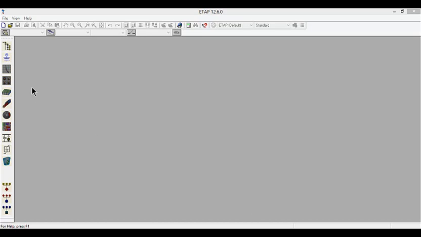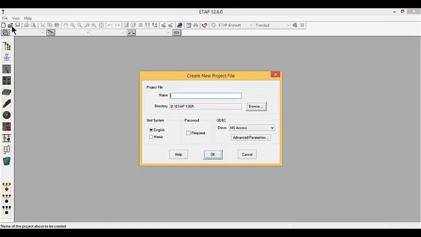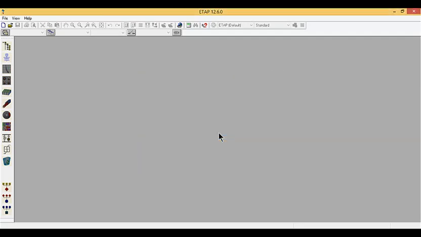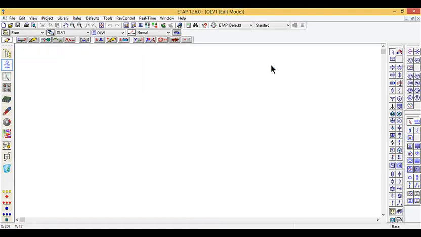Now let's move on towards ETAP. We will be using version 12.6 for our videos. Let's go on to create a new project and name it as test project. So this is the editor mode, and from here you can find the list of all the elements that you want from your SLD. These are the analysis tab in ETAP.